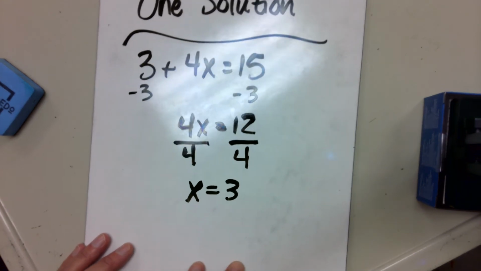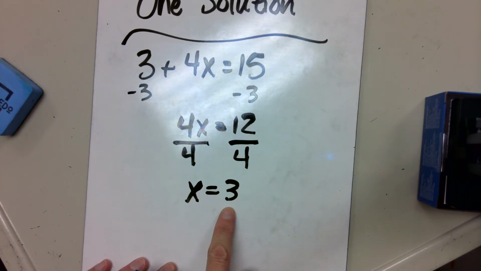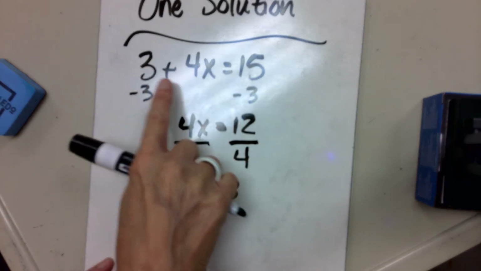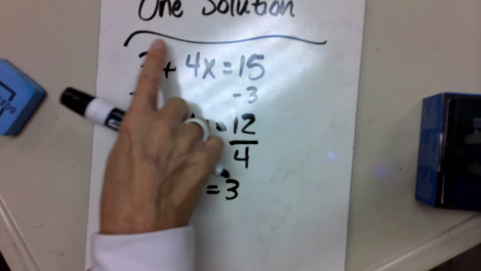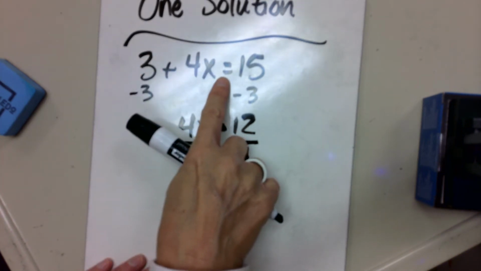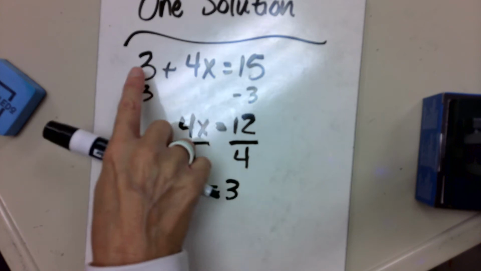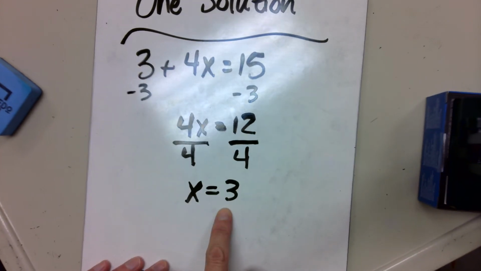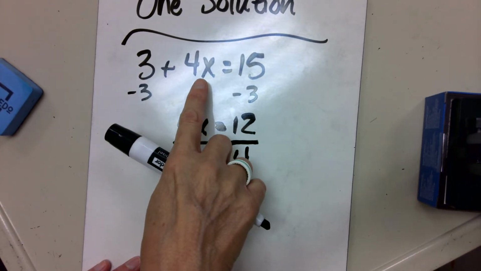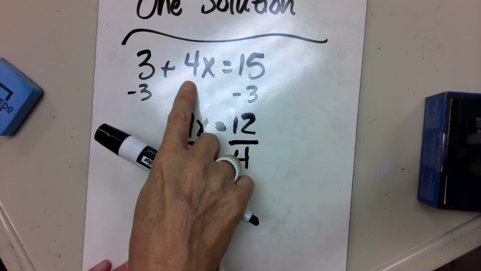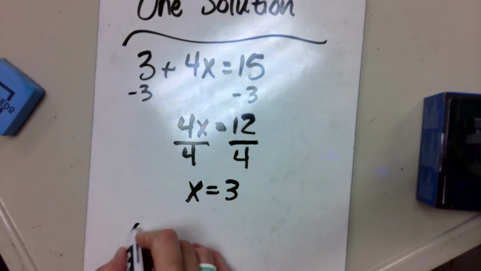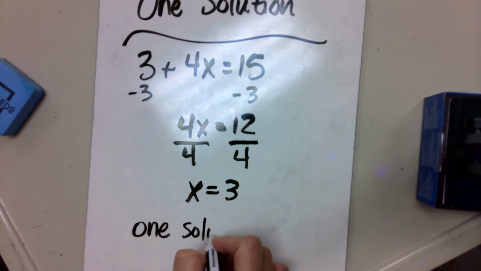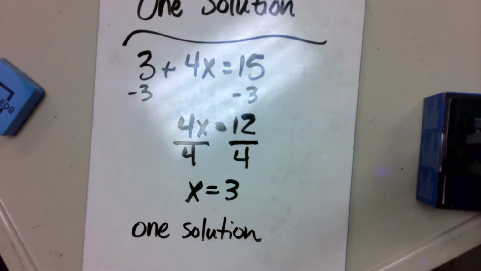Now this means that the number 3 is the only value that we can plug in for x and make this equation true. This equation is saying that 3 plus 4x is the same as 15. So this has to equal 15. 3 is the only number we can plug in. 3 times 4 is 12. 12 plus 3 is 15. 15 equals 15. And that's what makes it one solution. There's no other numbers that will work.